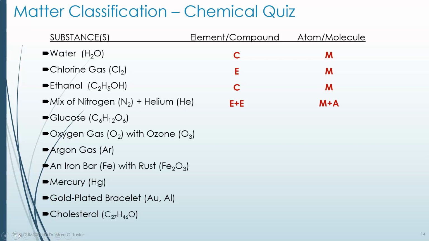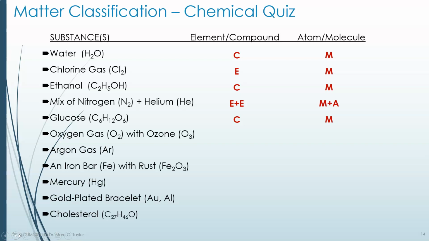Glucose, this is a single formula. It's a formula that has 6 carbons, 12 hydrogens, 6 oxygens. It's one substance, and it is a compound of carbon, hydrogen, and oxygen. And because it has at least 2 atoms, in fact, it has 24 atoms, it's a molecule.